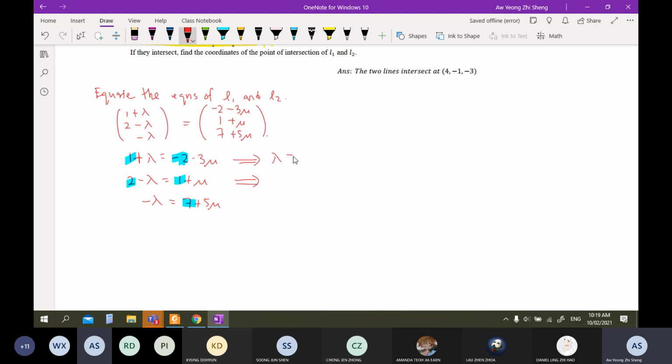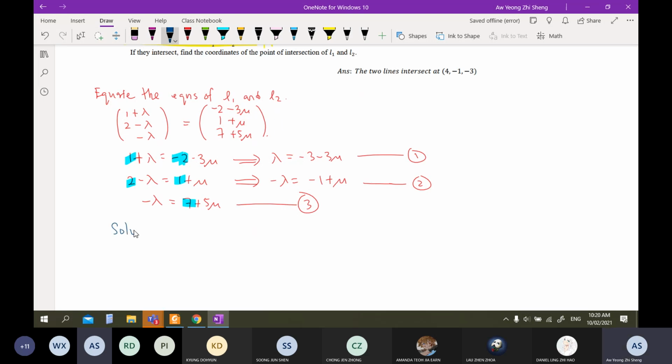So this is lambda equals to minus 3 mu. Let's call this equation 1 then. This is minus lambda equals to minus 1 plus mu. Call this equation 2. This one is already in a nice form, so let's call it equation 3. So that's the first step. Form 3 equations by equating the equations of L1 and L2.